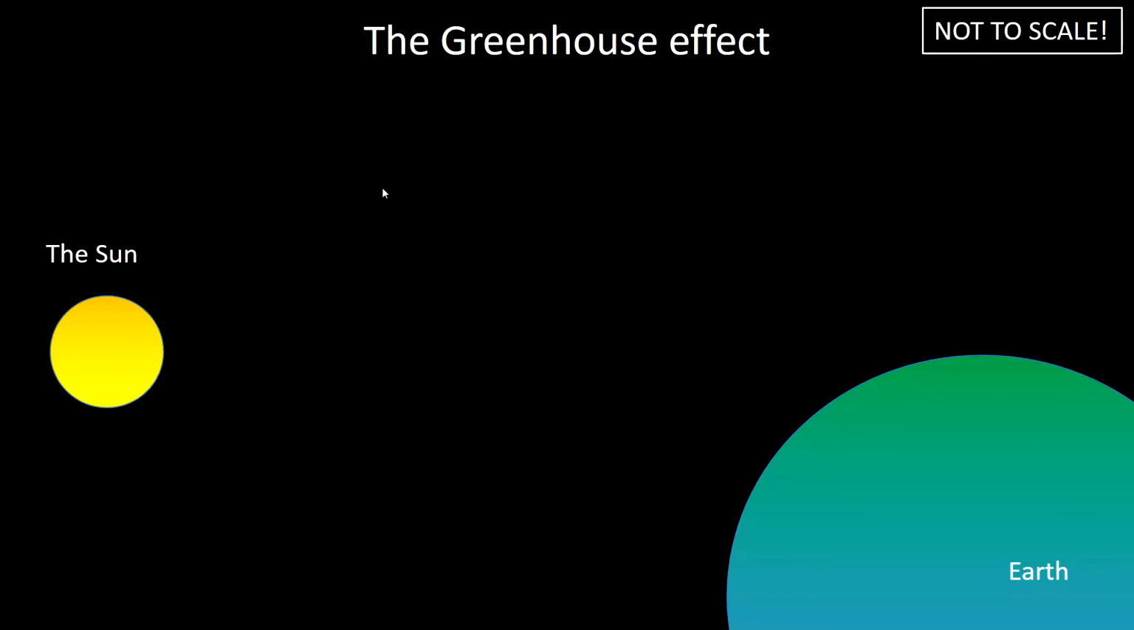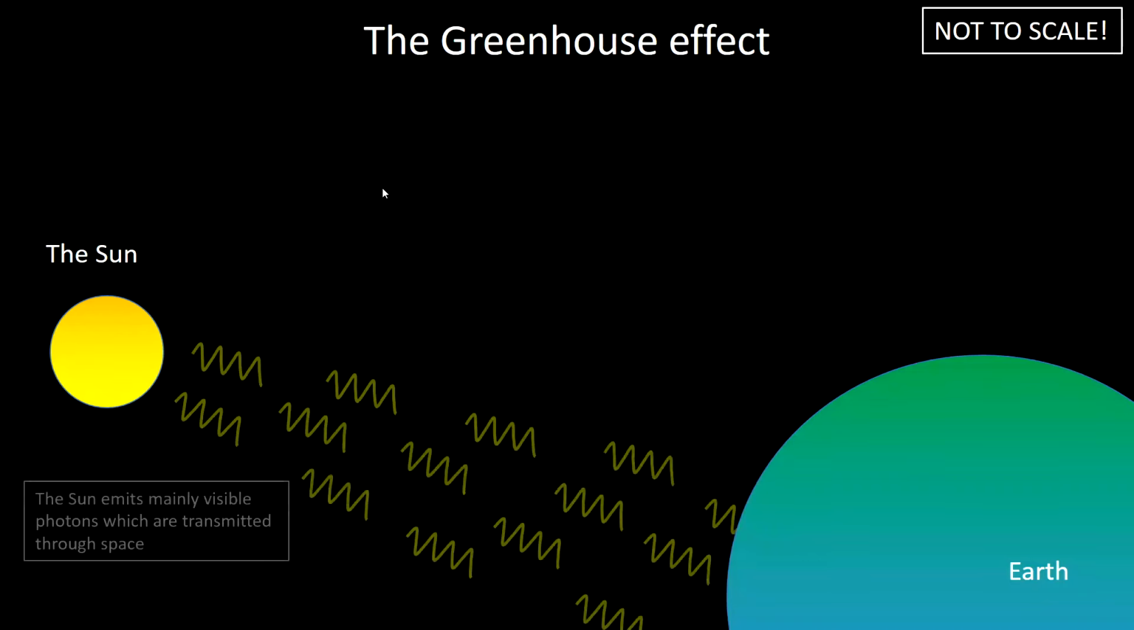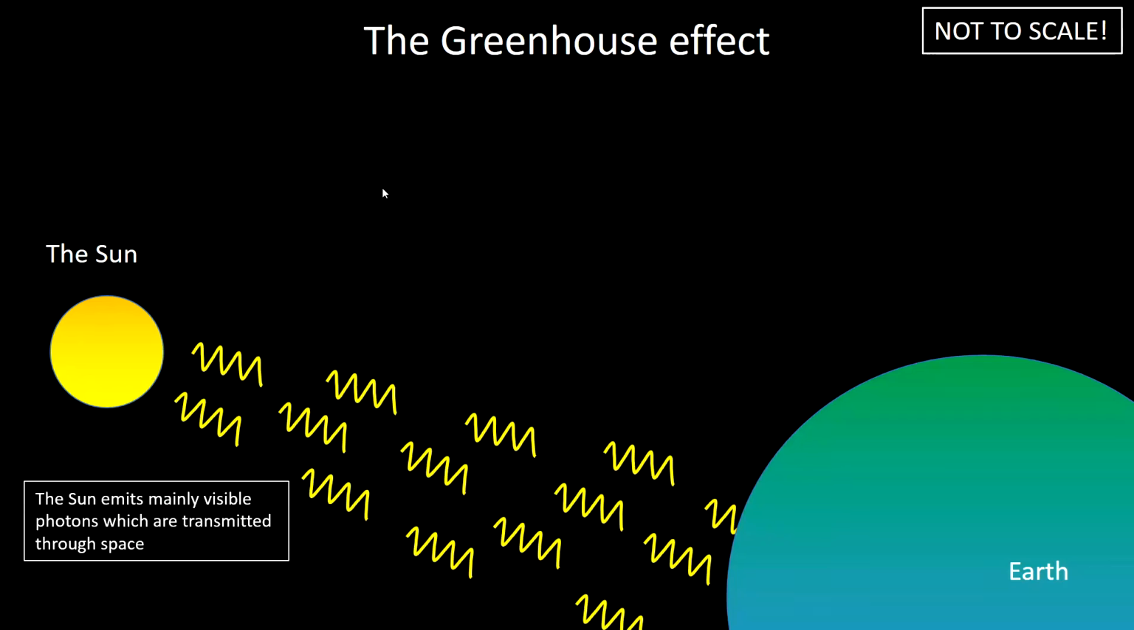Okay. So obviously this diagram is not to scale. We've kept the Earth large because we're mainly interested in the processes going on in the atmosphere, so we can actually fit them on the diagram. So the first thing that happens then is the Sun emits photons, and as we said, mainly in the visible part of the spectrum. Those are transmitted through space, and when they reach the surface of the Earth, they are absorbed by the Earth's surface, warming it up.